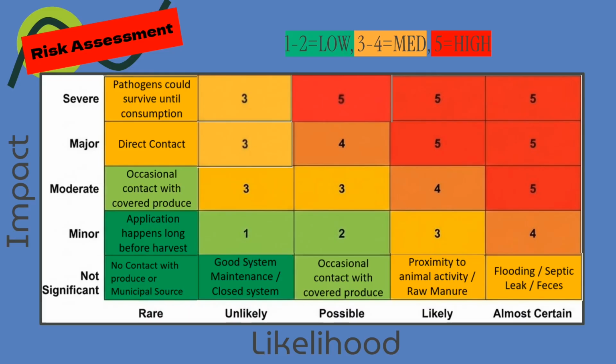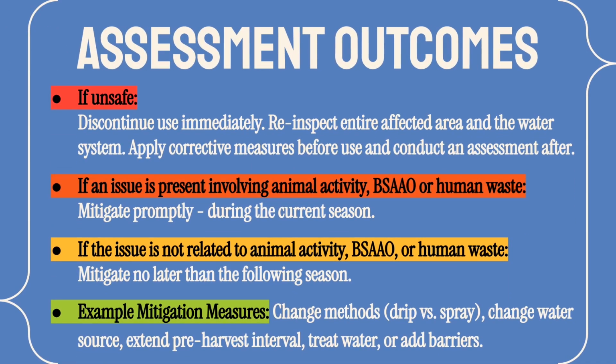Keep in mind that direct contact with covered produce has a severe impact if the water is contaminated, because the produce is consumed raw, meaning a pathogen could survive until consumption. But remember, using effective water management strategies will reduce the chance that contamination will occur. Based on the risk identified in your agricultural water assessment, select the following time frame to correct the issue.